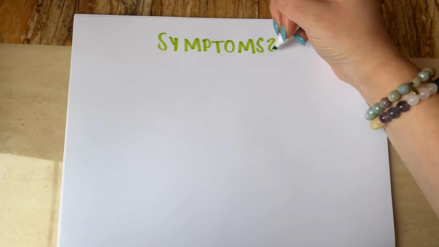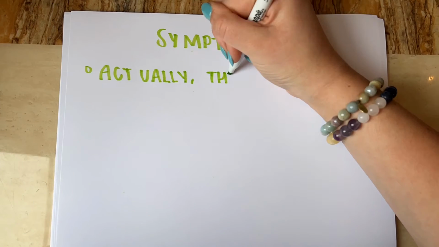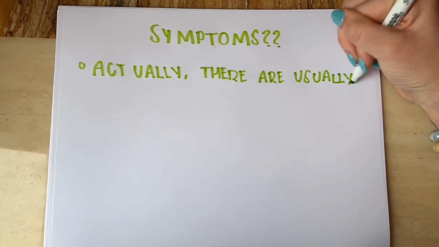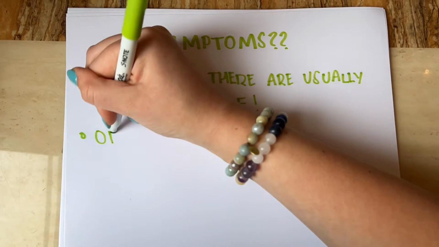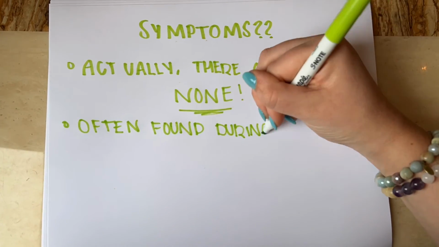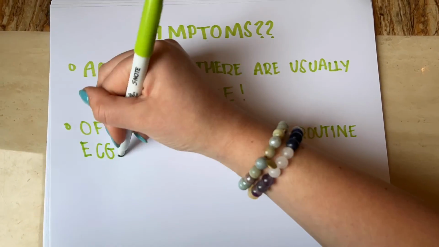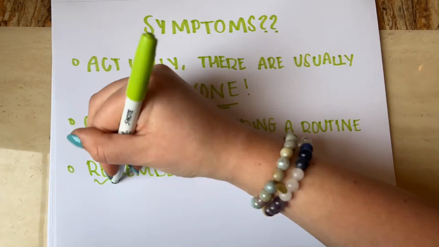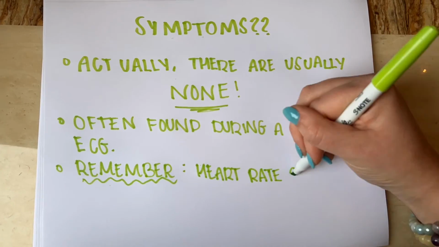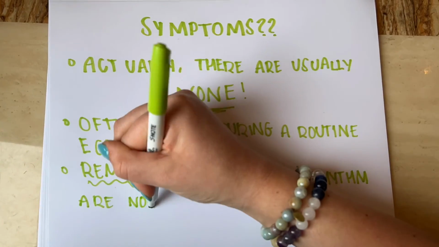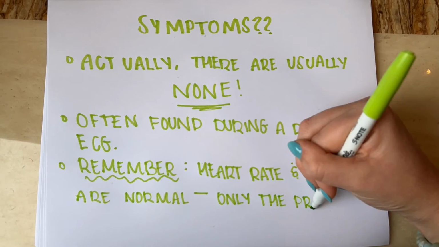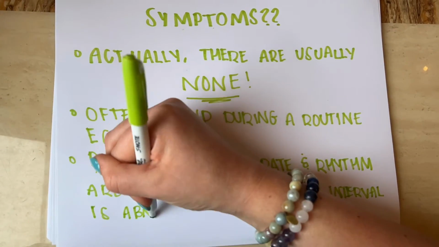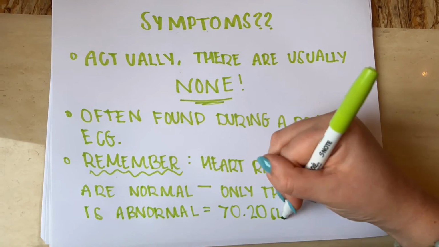In regards to symptoms, there are usually none at all in patients with first-degree heart block. First-degree heart block is usually found during routine ECGs. It is always important to remember that the patient with a first-degree heart block has a regular rate and rhythm. It is their PR interval that is abnormal, and it will be greater than the normal 0.2 seconds.